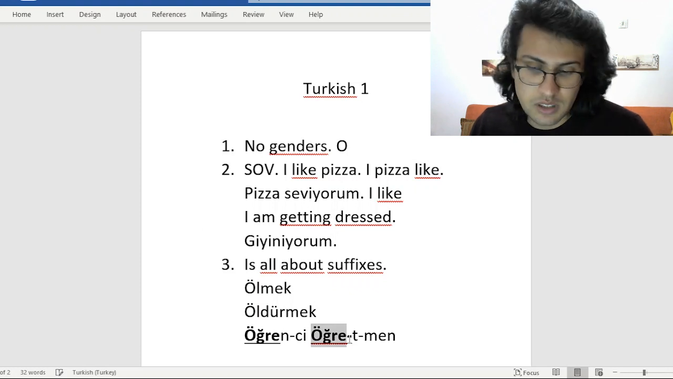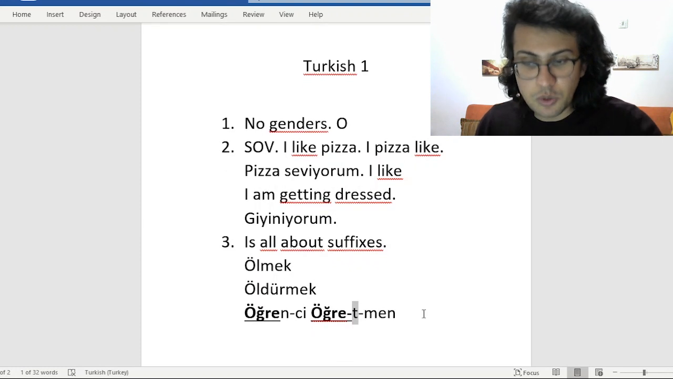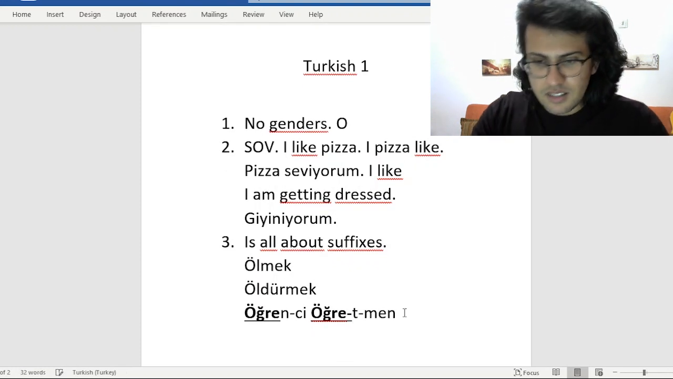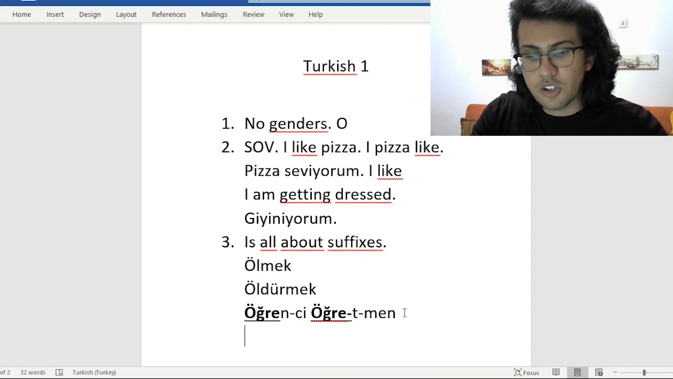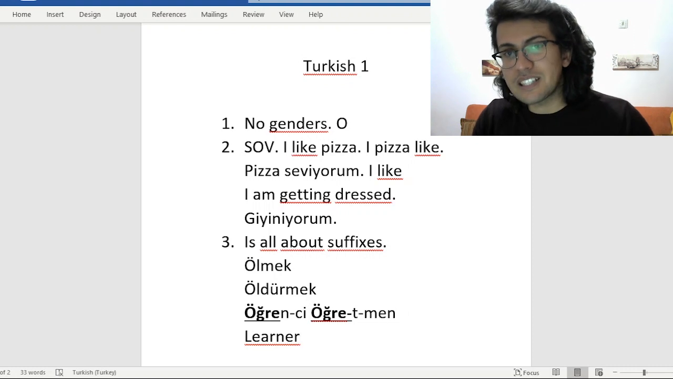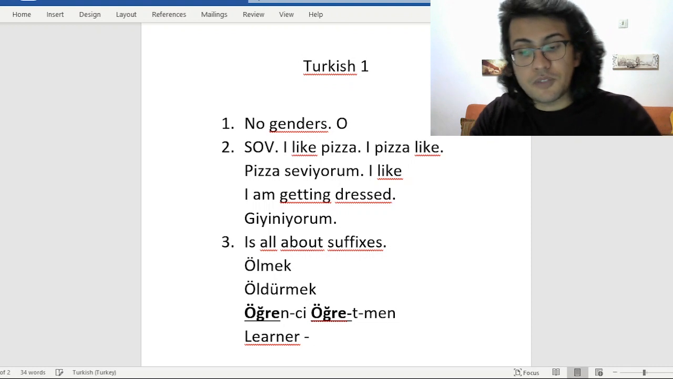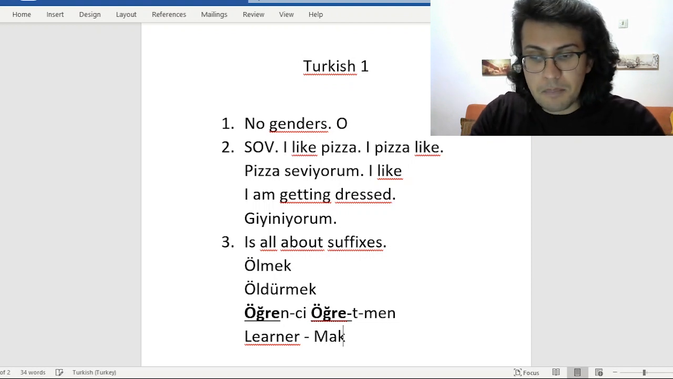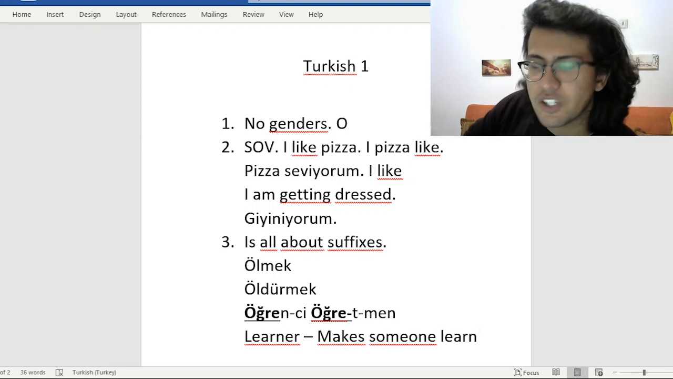Öğret, well, let's look at the t. The t is to make it happen, to make learn. And hence, the word for student in Turkish is simply learner. We have taken the verb to learn and we have added suffixes to show that it is a learner. And the word for teacher is someone that makes someone learn. And that's the point here. That's the magic of Turkish.